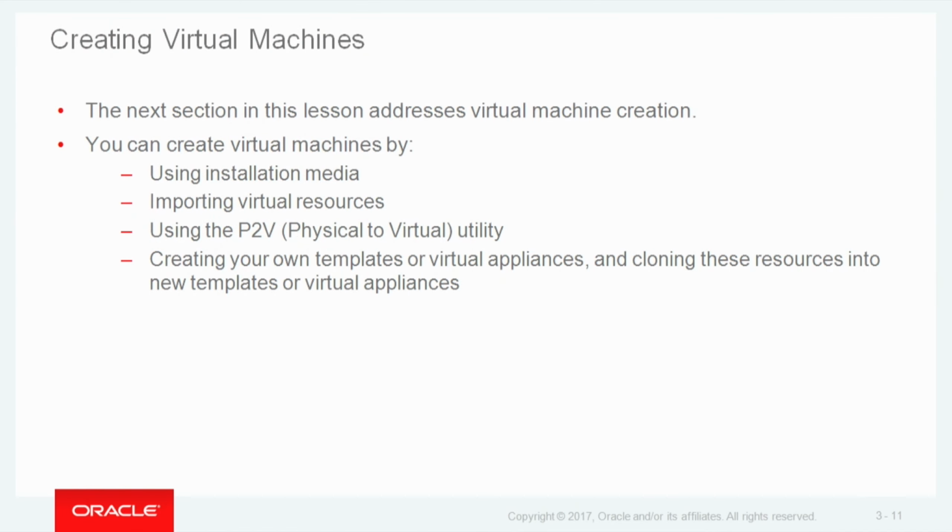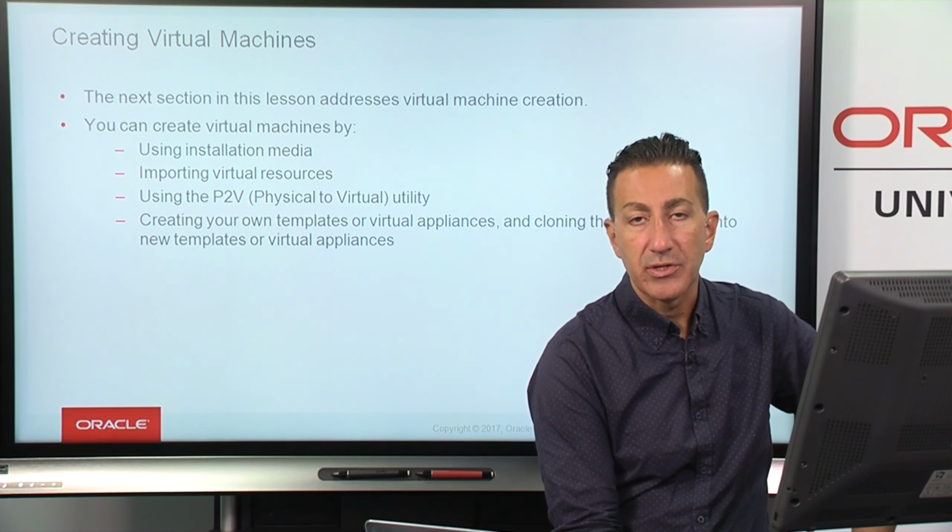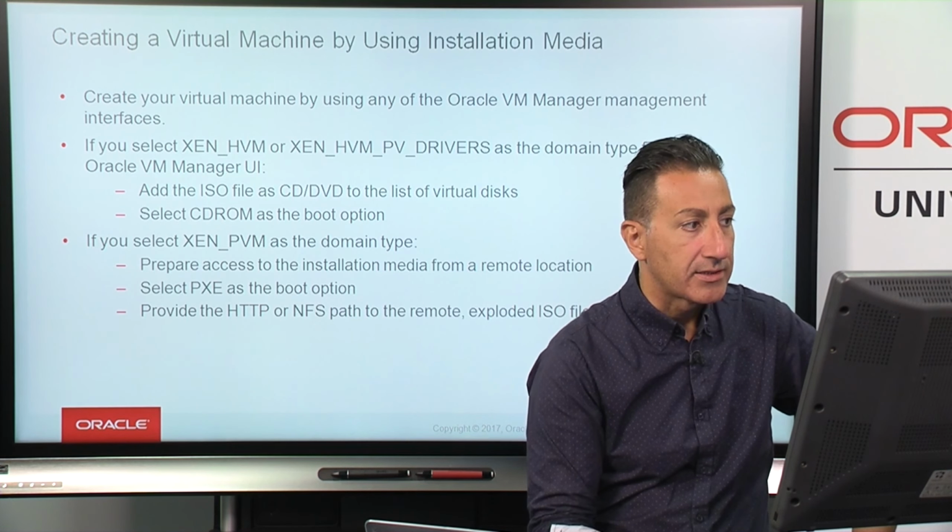Another very nice method is to convert a physical machine into a virtual machine using the P2V utility that comes with the Oracle VM software, and creating your own templates or virtual appliances using specific software, such as Oracle Virtual Appliance Builder Assistant, and cloning these resources into new templates or virtual appliances.